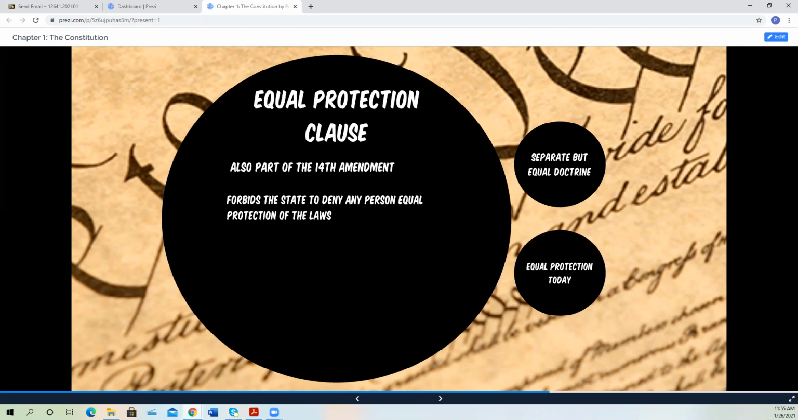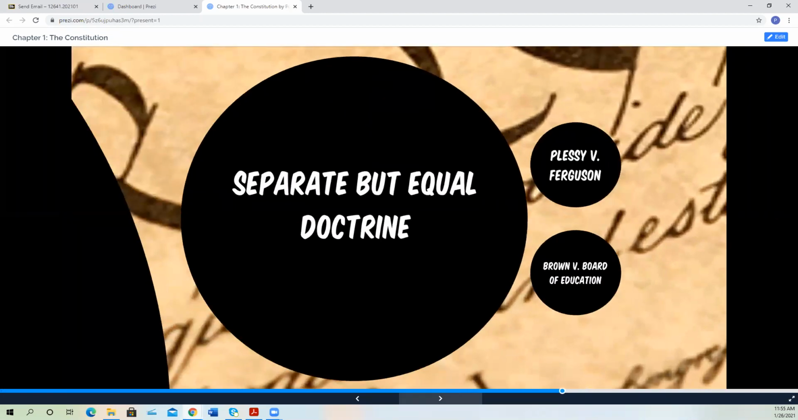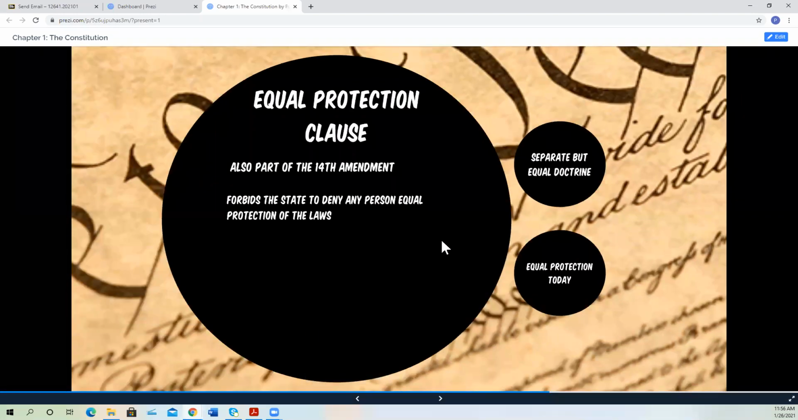It's all going to depend on the right that the person is claiming the state is violating. In Miranda, there's a test to determine if the state violated someone's Miranda rights. There's a test to determine if someone violated somebody's Fourth Amendment rights. What we're going to get into right now are tests to determine if the state violated somebody's equal protection rights. And what is the Equal Protection Clause? Again, it's part of the 14th Amendment. Go back for a second. And it forbids the state to deny any person equal protection of the laws.